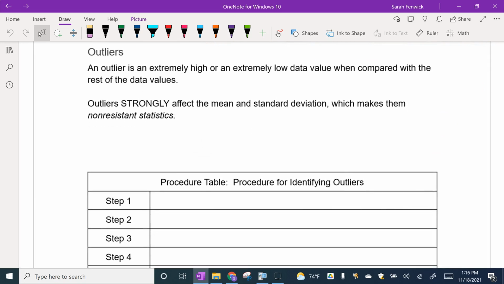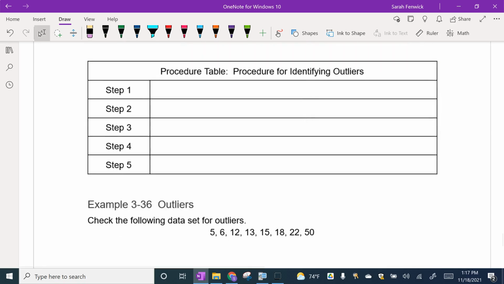Outliers are really high or really low values that don't really fit with the rest of the values in a set. It is very important to realize that outliers strongly affect mean and standard deviation, which makes them what's called non-resistant statistics. The reason that's so important is if you have data with outliers, mean and standard deviation might not be the measures that you want to use. You could use median, you could use mid-range, there's a lot of different stuff, but just pay attention that outliers do affect that. How to find outliers.